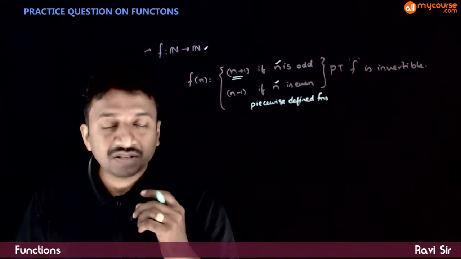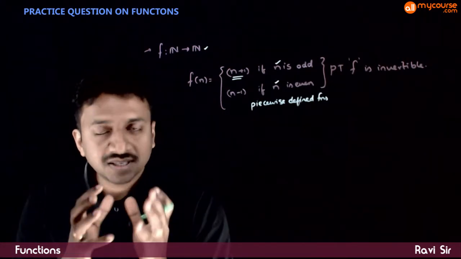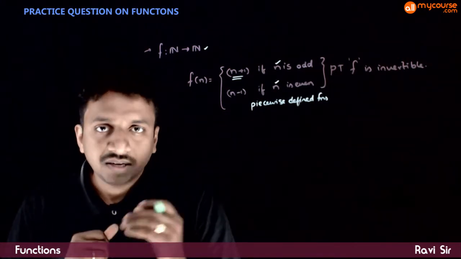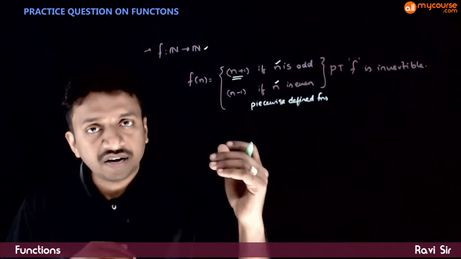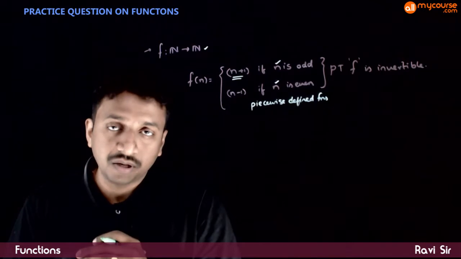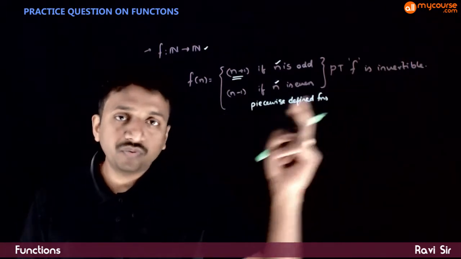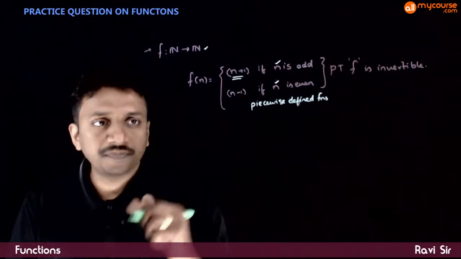So these are called piecewise defined functions. That is, for some numbers you have one definition, for other numbers you have another definition. You might have 3 different definitions also, or 4 different definitions also. So you're asked to prove that f is invertible.